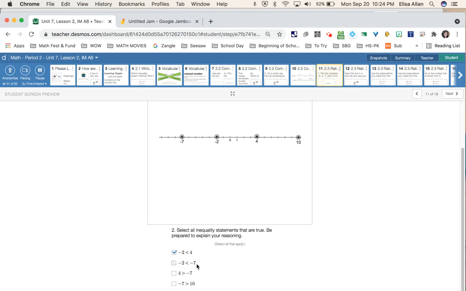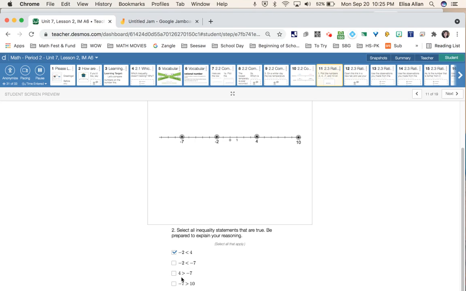-2 is less than -7. Here's -2. Here's my -7. It is further to the right. And so this statement is not true. It should be that it's greater than. I should have the opening of the alligator opening up to our -2 instead.